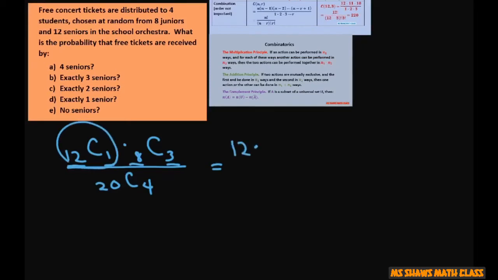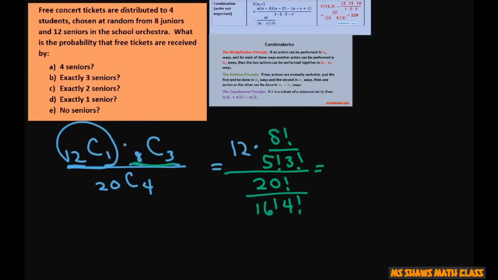Exactly one senior. So exactly one senior. Let's do, out of 12, we're choosing 1. And so that means the juniors have to have 3. And then we have 20 choose 4. Again, these two numbers add up to 20. These two add up to 4. So this one's just 12. This one, you just write the 8 factorial on top, then the 3 factorial, then 3 plus 5 is 8. All right. And then this is the same. That's how I do it.